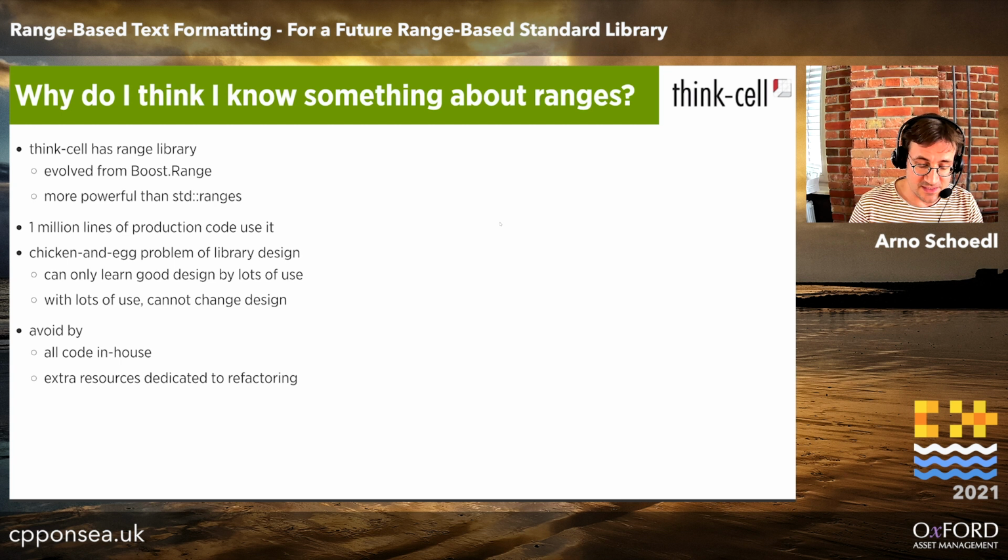Now, at ThinkCell, we are lucky because we have all this code in-house that's using the library, and we actually have extra resources. We have a developer that does nothing else but refactoring. So whenever we change something in the library, he will change whatever is necessary in the code. So we are really free to change the design of our range library, and find out what's good and what's bad and how we optimize it. And this tweaking of the library is going on to this day. It's still not finished, and it's still being improved.